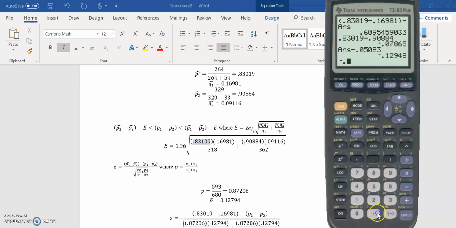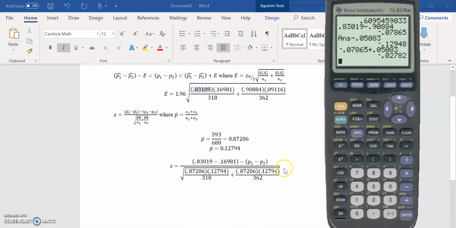And then I would take my, not a 7, go back, 7,865 plus 0.05083. And then this negative 0.028 is the top half of my confidence interval. So right there are my two values for my confidence interval.